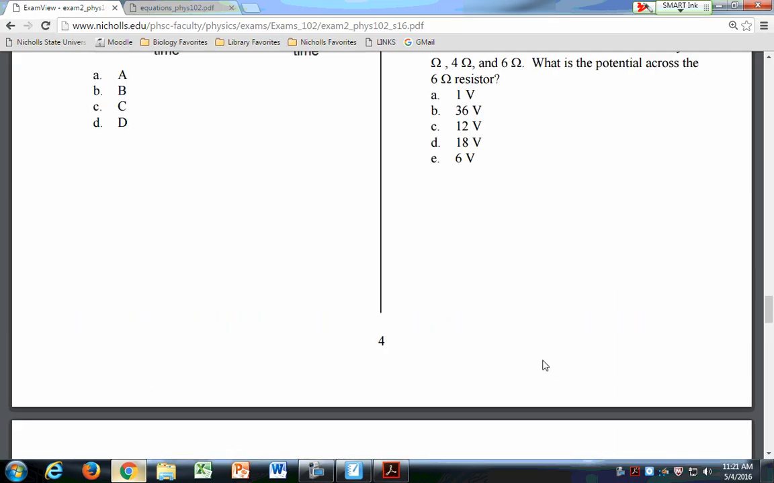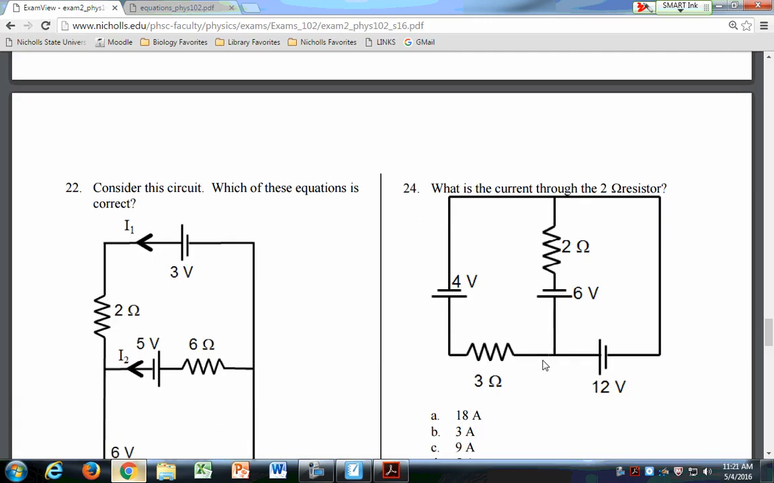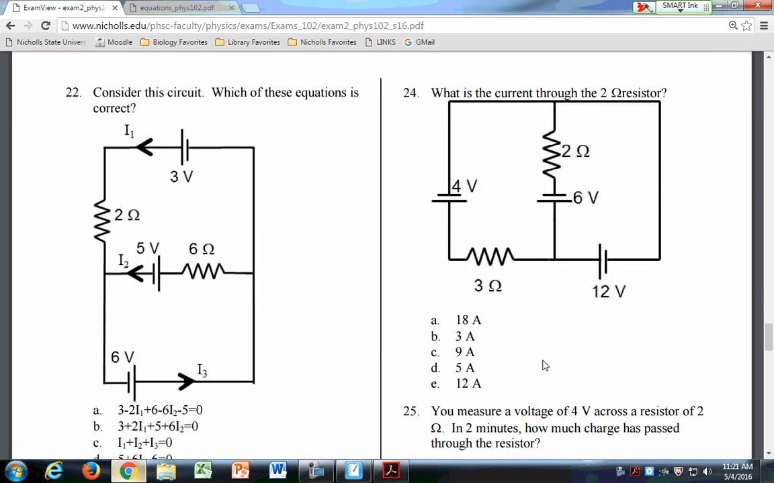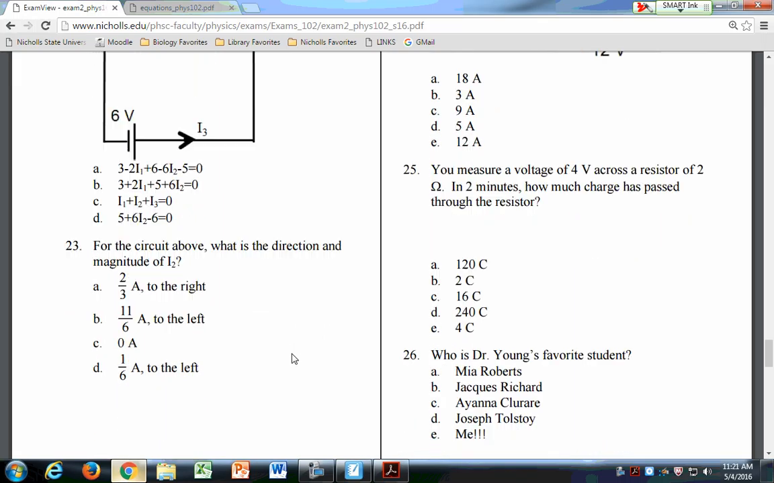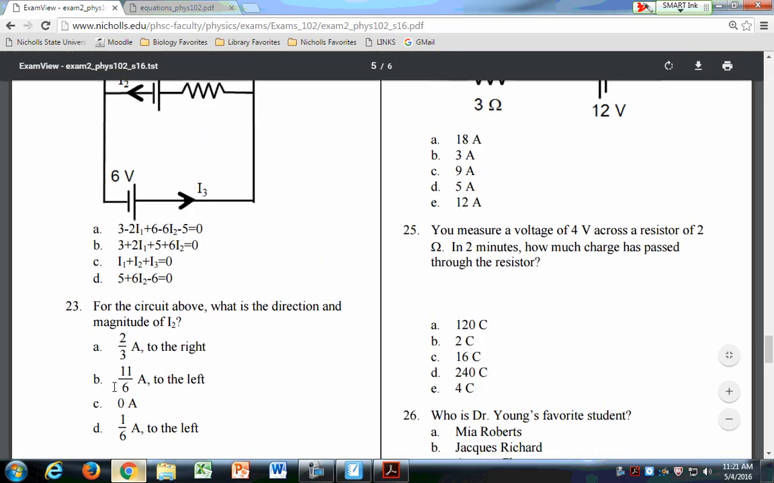Anything that stands out here, y'all? Okay. Multi-loop. Probably have a multi-loop circuit. We had a couple here. Both determining the equations and calculating the current.